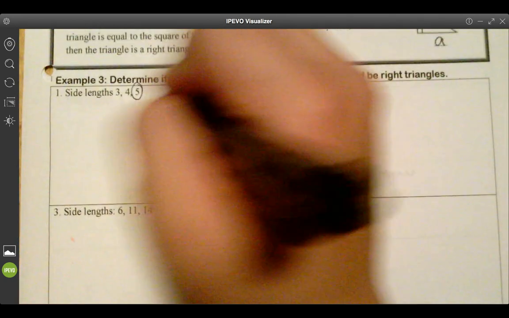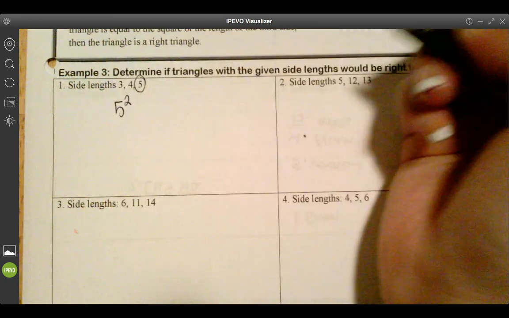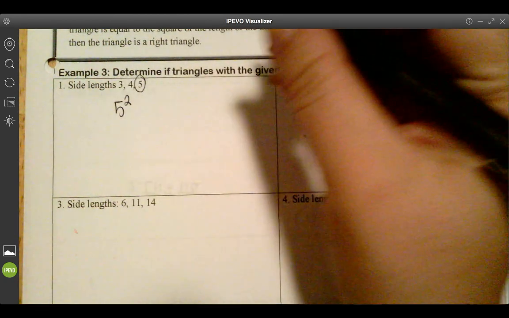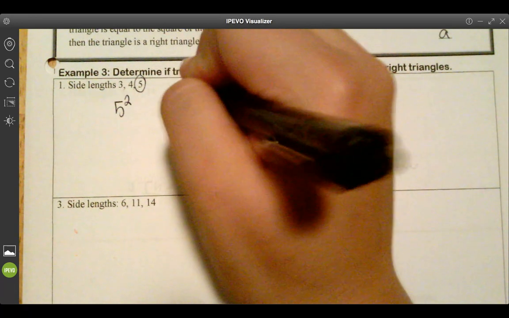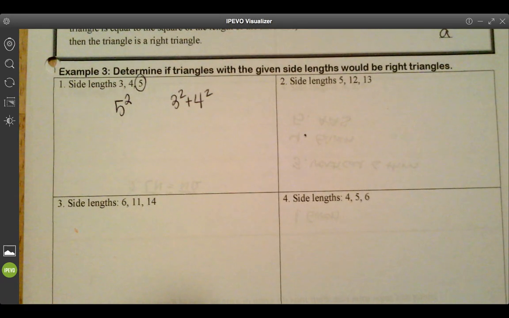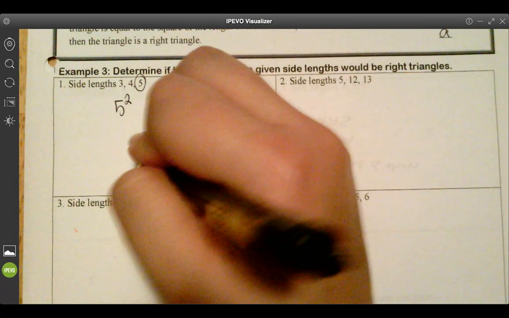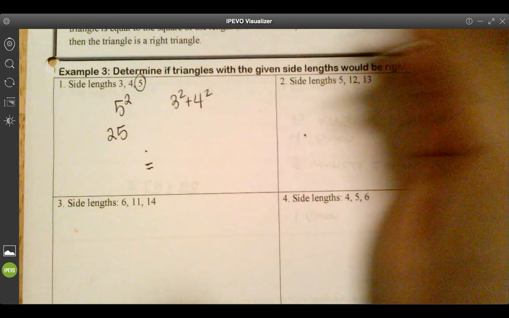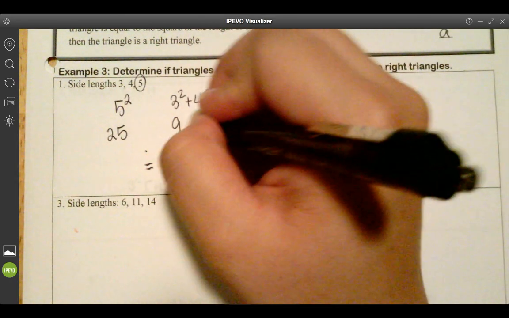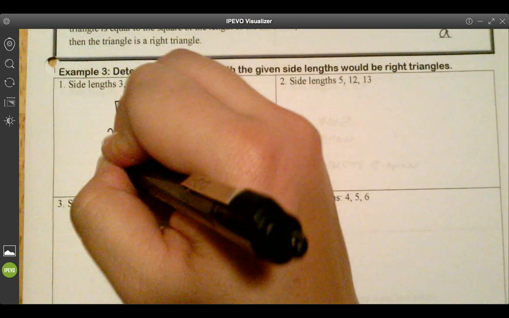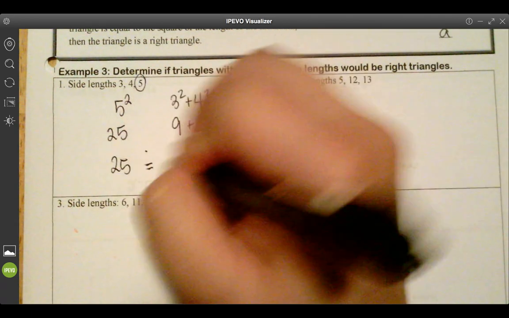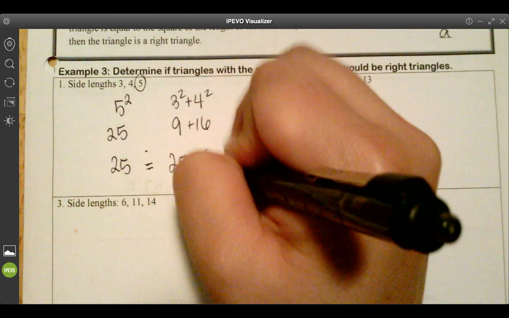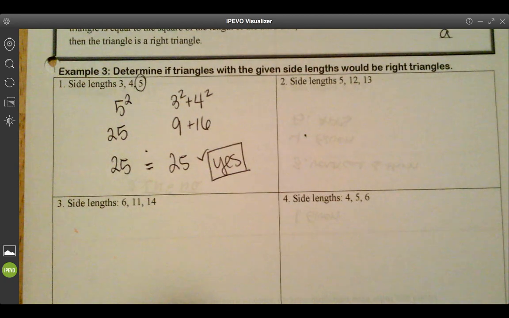So that means it goes by itself, 5 squared. And then the other two numbers go together. It'll be 3 squared and 4 squared. And what we're hoping is that these are equal. So 5 squared is 25, 3 squared is 9, 4 squared is 16, 9 plus 16 is 25. Yes, it works. So it does make a right triangle.